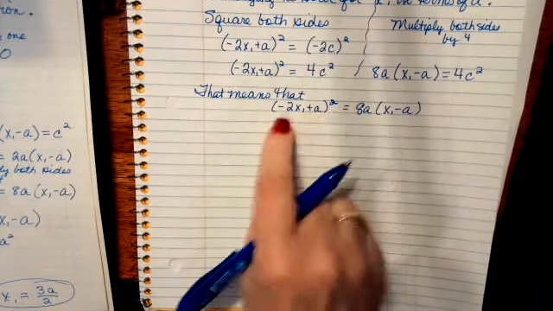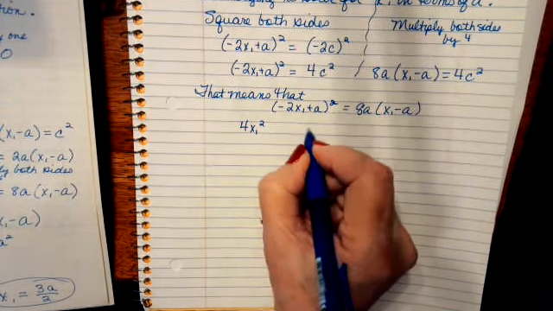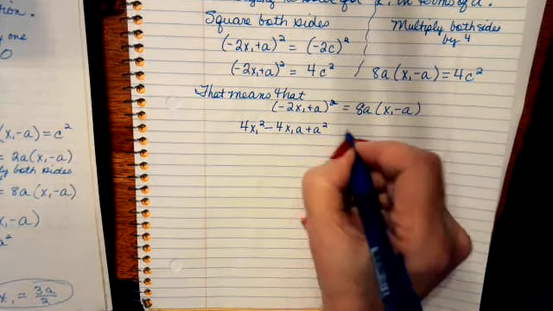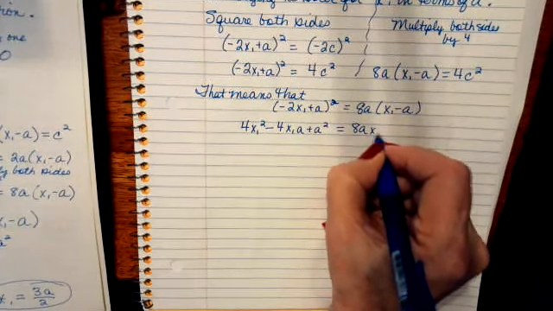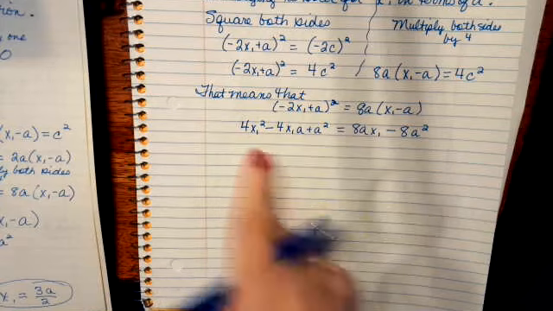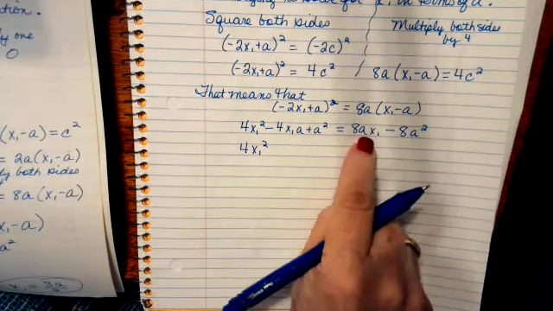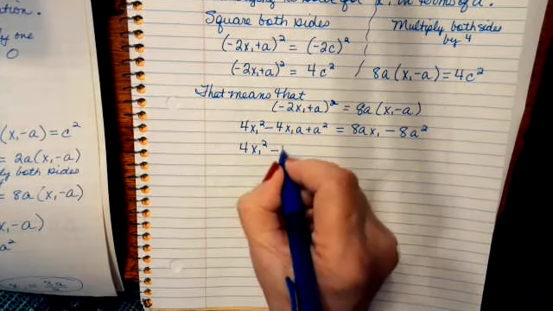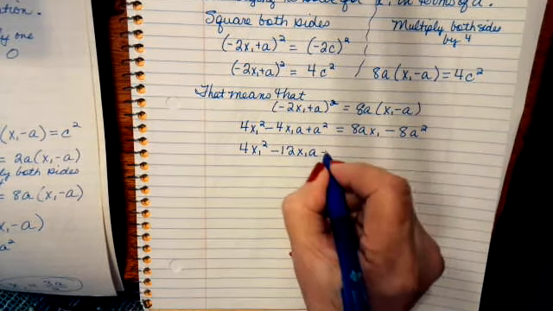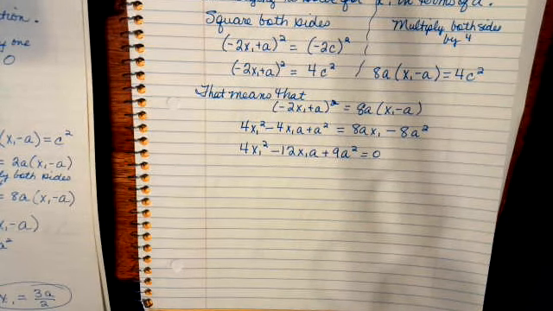All right, well, let's multiply this left-hand side out. I get 4x1 squared minus 4x1a plus a squared equals 8ax1 minus 8a squared. Bring everything over to one side of the equation. You've got 4x1 squared. I'm going to subtract 8 of those, so that'll be minus 12x1a. Add that to both sides, plus 9a squared equals 0. Holy cow.